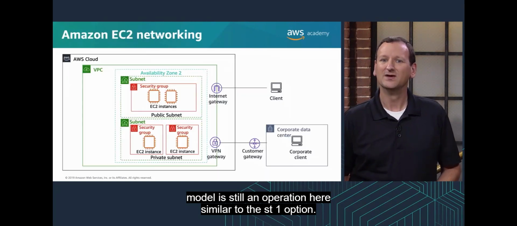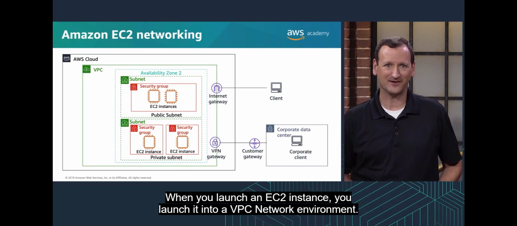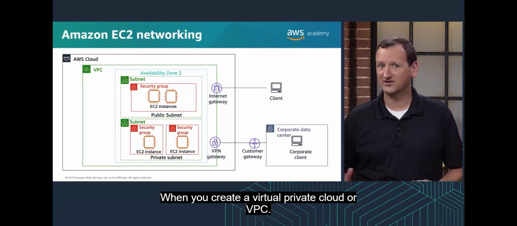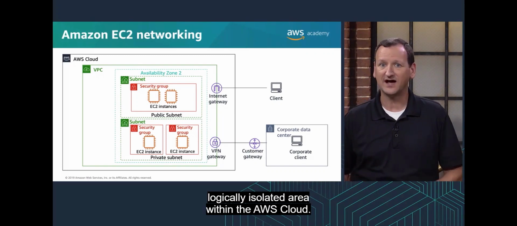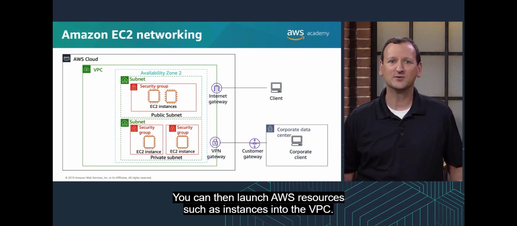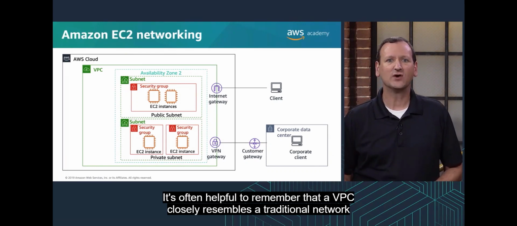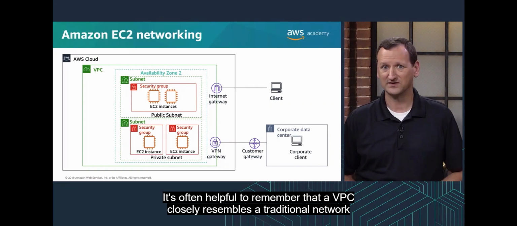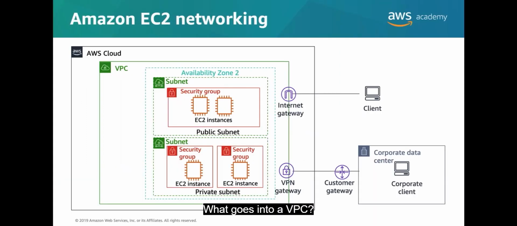When you launch an EC2 instance, you launch it into a VPC network environment. When you create a virtual private cloud, or VPC, you define a virtual network that is your own logically isolated area within the AWS cloud. You can then launch AWS resources, such as instances, into the VPC. It's often helpful to remember that a VPC closely resembles a traditional network that you might operate in your own data center.